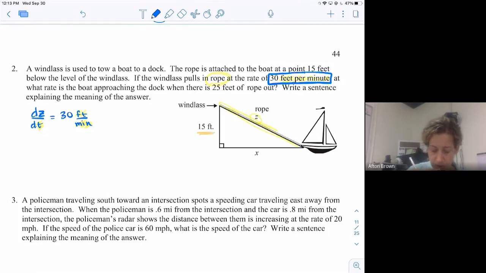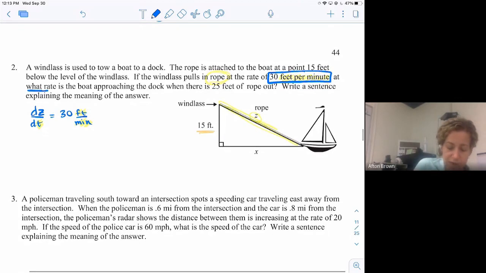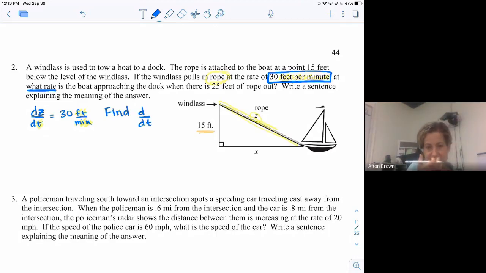Okay, so then I'm going to continue. Here's the question. It says what rate? So they're asking us to find some rate. A rate is always d something dt. So I know they want us to find d something dt. They want the rate at which the boat is approaching. Well, the boat, as it approaches, that's x. So they want us to find dx/dt. So how quickly is that boat coming in?